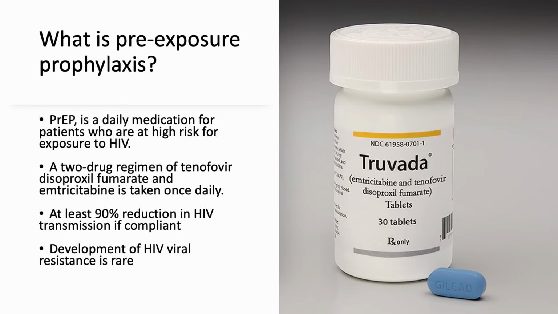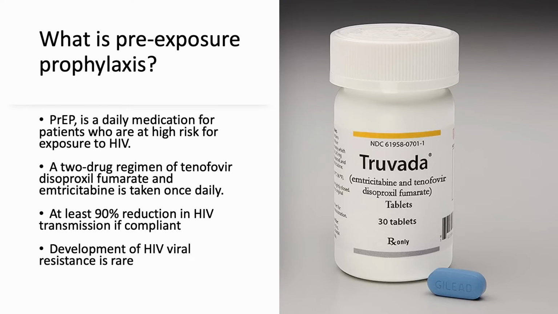A two-drug regimen of tenofovir and emtricitabine is taken once daily. PrEP significantly diminishes the risk of acquiring HIV through sexual contact by approximately 99%. In cases of injection drug use, PrEP still offers substantial protection, reducing the risk by at least 74%. It is crucial to note that the effectiveness of PrEP diminishes if not taken as prescribed.